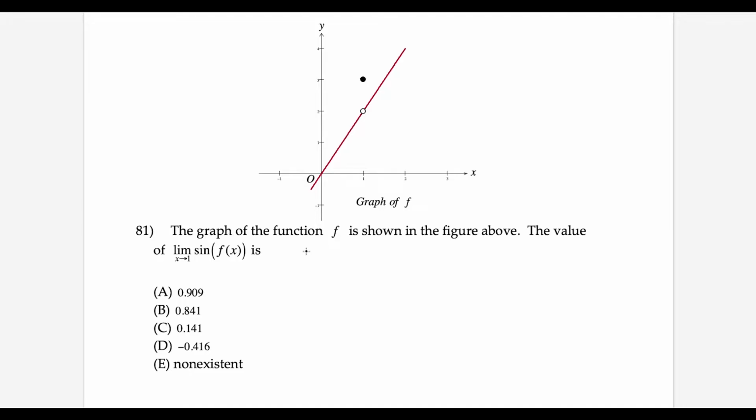For question 81, we have a graph of the function f, and we want to know the value of this limit here as x approaches 1 of sine f of x. So this is going to be equal to sine of the limit as x approaches 1 of our function f of x here.